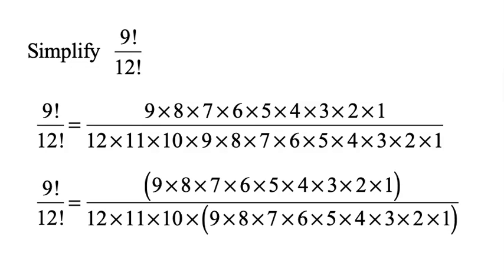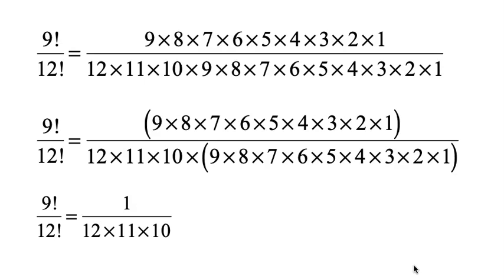On the bottom, what are we going to have? So you can see what's in parentheses is going to divide out. This divided by this is the same as 1 over 1. So 1 upstairs, 12 times 11 times 10 downstairs. So 9 factorial over 12 factorial, 1 over 12 times 11 times 10, 1 over 1,320. So factorial notation will be useful for us when we are computing permutations, numbers of permutations.